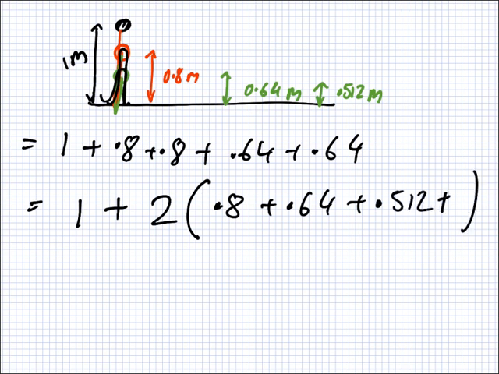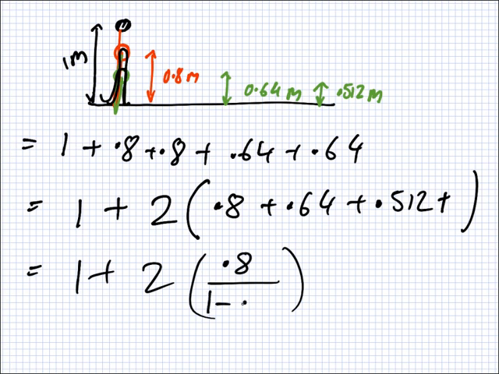Can you see what I did there? I just kept the 1 out separate, and because everything here is doubled, I just wrote it like this: 2 times all of that. It's dropped from a height of 1. That's like its beginning. So, if I use my formula here, what's the A for this? Yeah, 0.8 over 1 minus 0.8. So that's equal to 1 plus 8, which is 9 meters then.